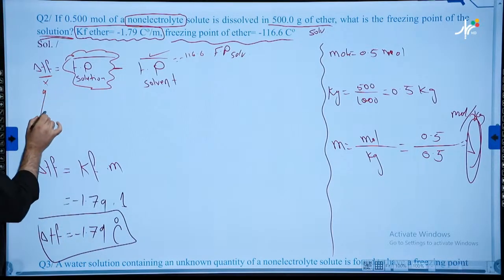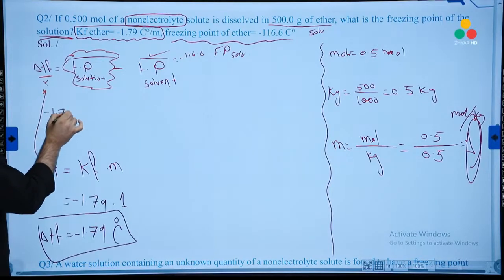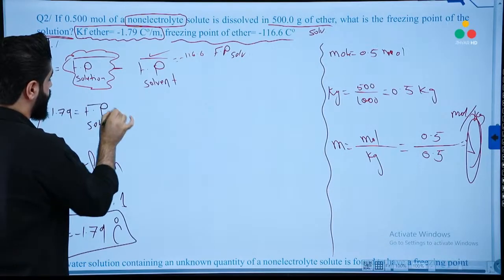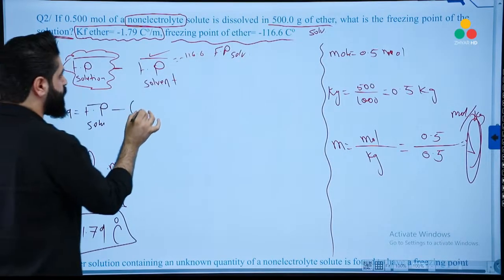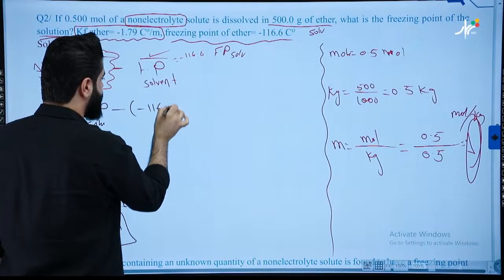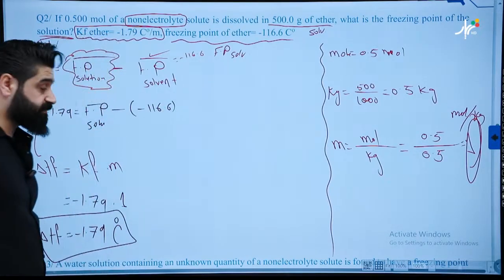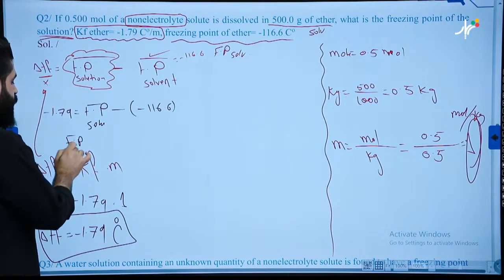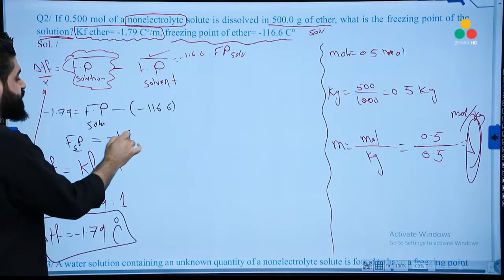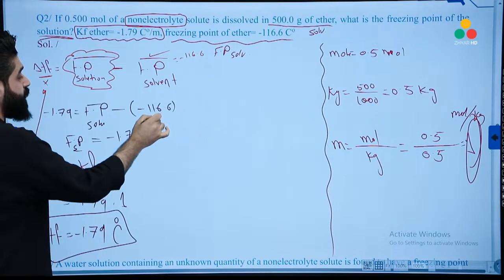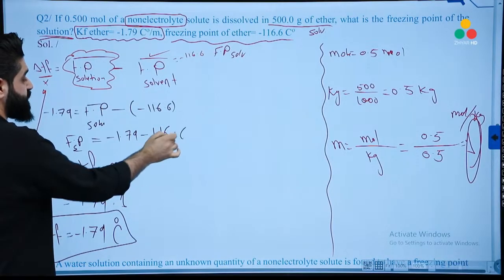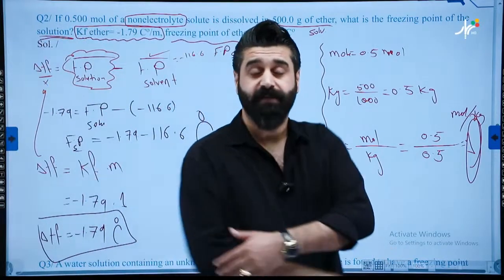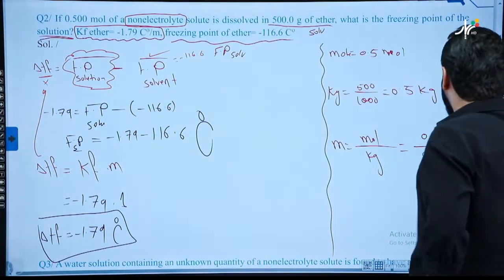Substitute this here. Okay, negative 1.79 equals FP of solution minus the freezing point of the solvent, which is negative 116.6. Good. When transferred, it will be negative. So FP of solution equals negative 1.79 minus 116.6. Use your calculator, you'll get the right answer in Celsius degree. That's all. It's very easy again. Another question.